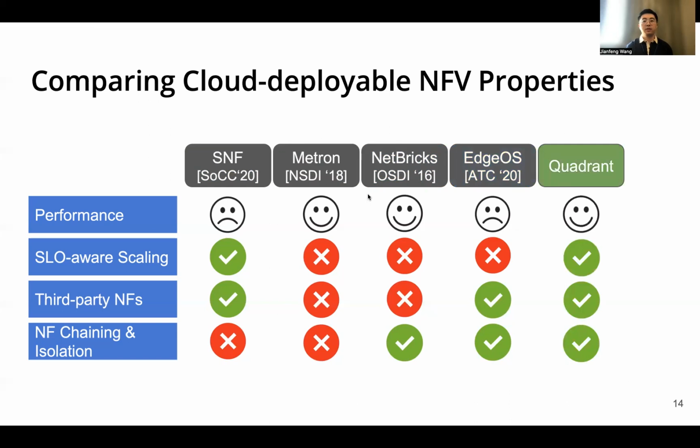And different from them, in this work, we introduce Quadrant, which achieves generality and performance altogether. It supports chaining of multiple network functions from third-party vendors, and we do not use language-based memory isolation or copy packets between network functions. Quadrant supports SLO-aware autoscaling and can adjust system resources allocated to each chain to meet latency objectives.